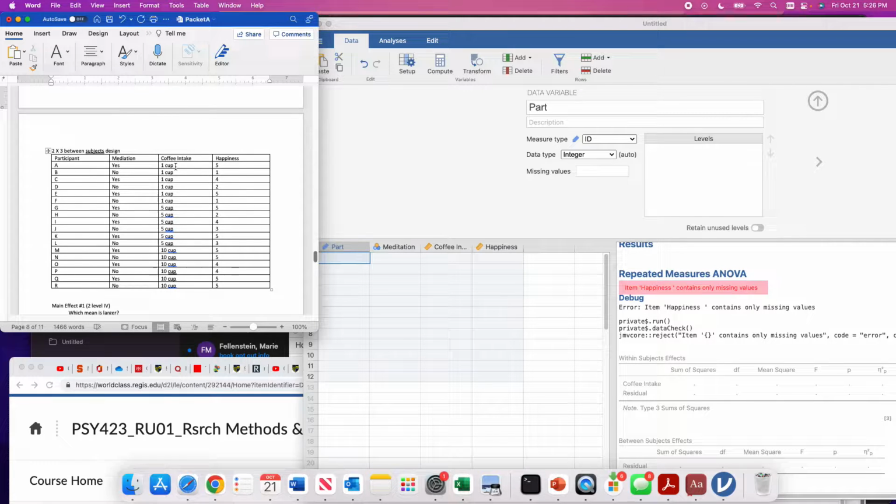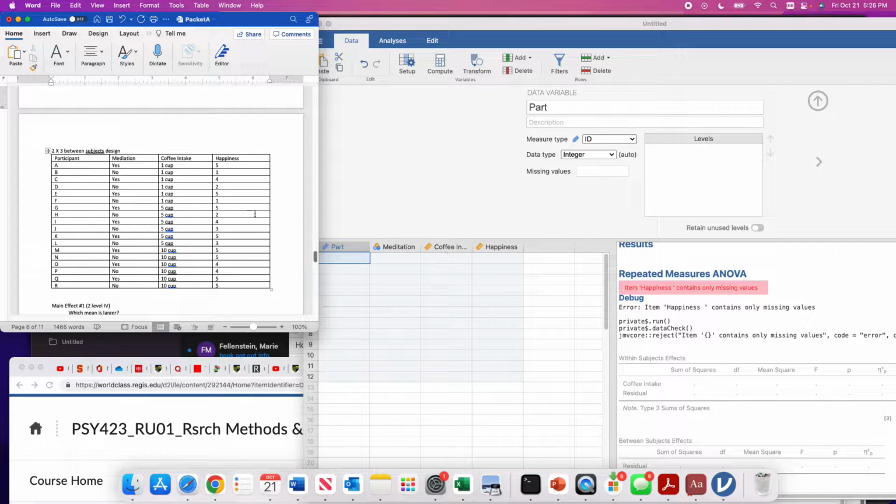We want to test 3 things. Does meditation impact happiness? Does coffee intake impact happiness? And do meditation and coffee intake work together to impact happiness in some unique special way, i.e., are the slopes different?